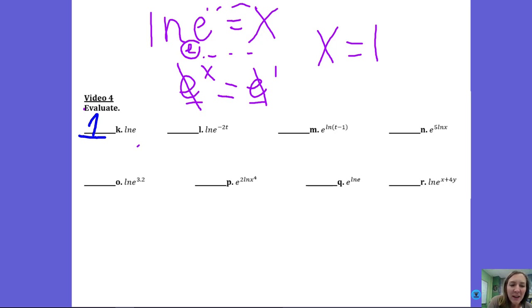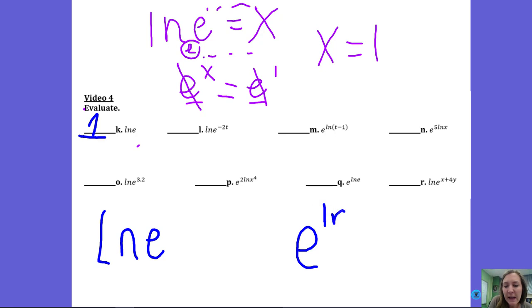So the property that we learned today: if you ever see ln and e right next to each other, they're going to cancel out and become 1. The other property is if you see an e and an ln right next to each other, flip-flop. The ln is the exponent on the e. Those will cancel out as well. So as I'm going through the list, ln of e will cancel out to be 1, and e to the ln will also cancel out to be 1.